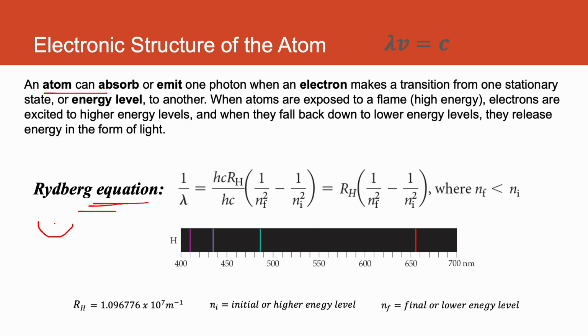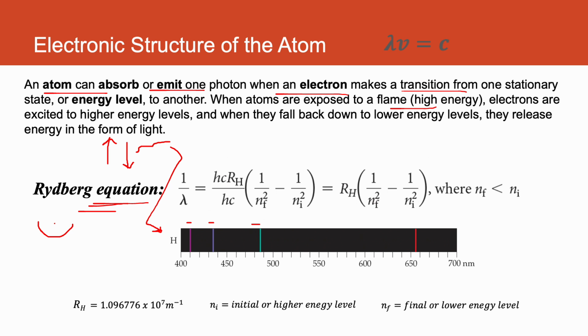Okay, so atoms can absorb or emit one photon when an electron makes a transition from one stationary state or energy level to another. Okay, absorption or emission depends on if you transition from a higher to lower or lower to a higher orbital. Okay, when atoms are exposed to flame or high energy, these electrons are excited to a higher energy level, and when they fall back, they release energy in the form of light. Okay, that is your line spectra for your hydrogen.